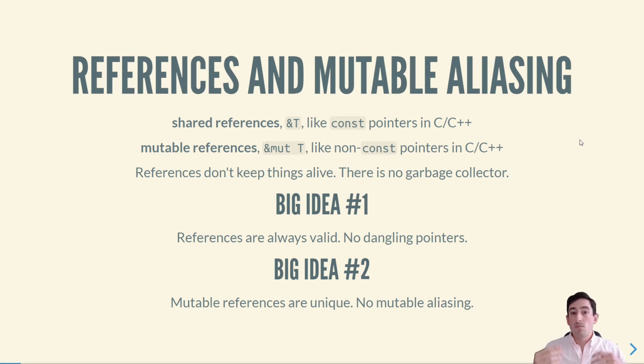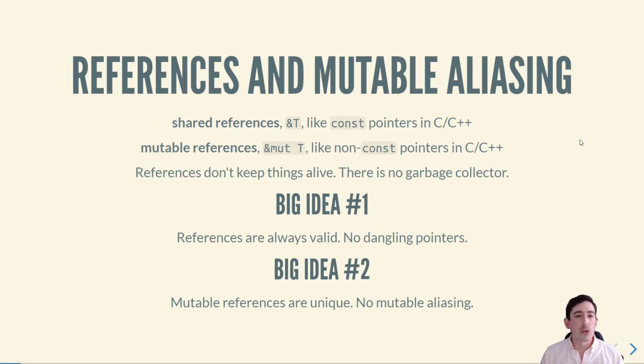You have 2 pointer types, right? 2 primary pointer types. And then in C or C++, you would call those const and non-const pointers. In Rust, we're going to call those shared references and mutable references. The syntax is a little different. We say ampersand T instead of T star or const T star. We say ampersand mut T, what I'm going to call ref mut T, for the mutable reference. But the idea is the same.